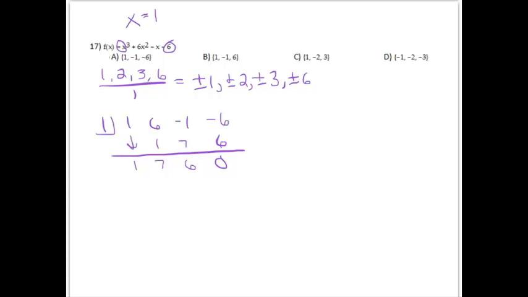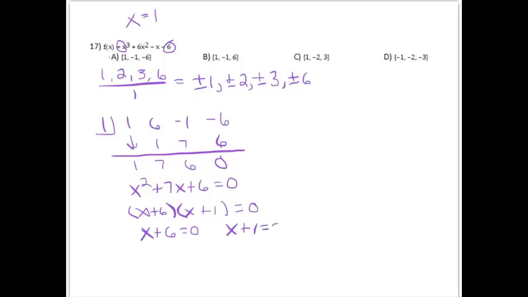That gives us x squared plus 7x plus 6 equals 0. We're going to factor. And what multiplies to get 6, that adds to get 7, 6 and 1. So we would say x plus 6 equals 0 and solve, x plus 1 equals 0 and solve. That gives us -6 and -1, and that answer choice looks like A.